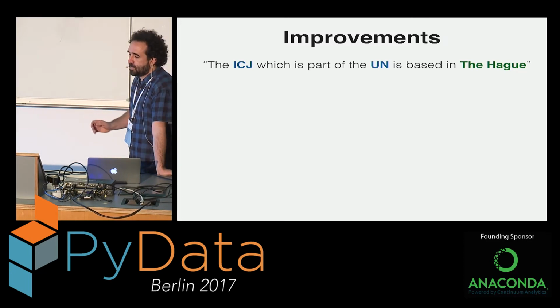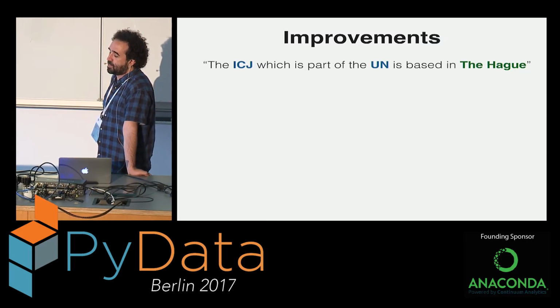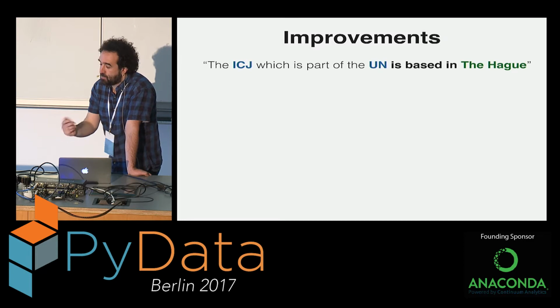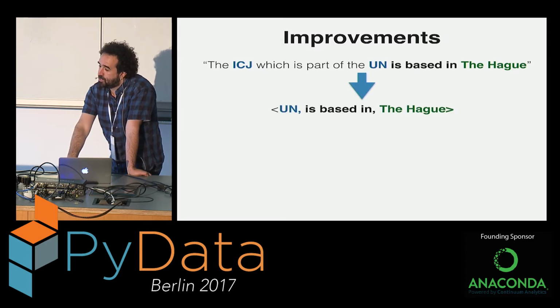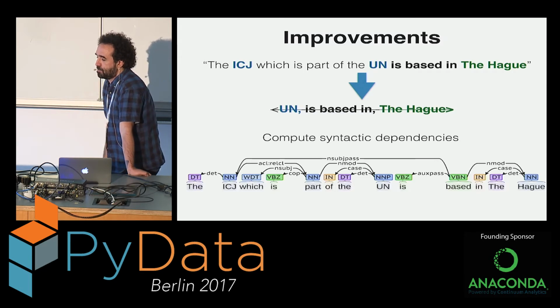For instance: the International Court of Justice, which is part of the United Nations, is based in The Hague. If we look for the relationship between the United Nations and The Hague, what we get is that the United Nations is based in The Hague, which is wrong. This is not what the sentence is saying. This is because of using only part-of-speech tagging. These kinds of errors can only be alleviated if you go to syntactic dependencies.